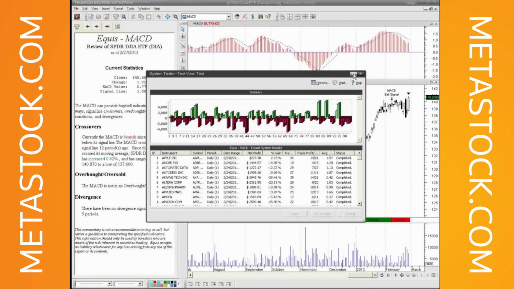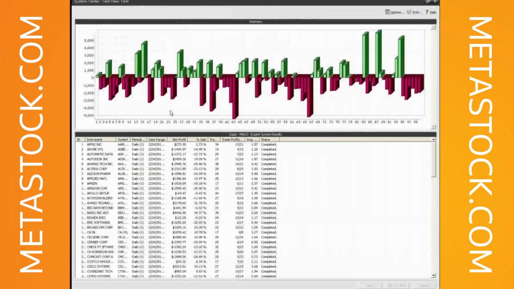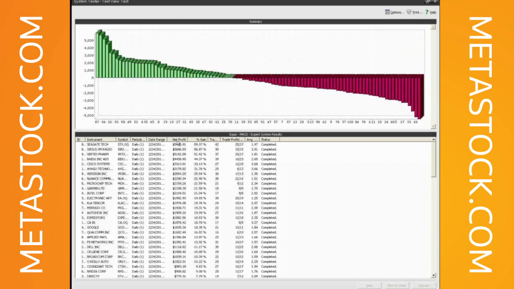Remember, we tested 100 issues with this. And green bars are good. That means the system actually made money. Red bars mean the opposite. The system or the method, or in this case the MACD, didn't work on those stocks. So I'm going to focus on the ones that worked. I'm going to sort based on net profit. I don't want to focus on what doesn't work. I want to focus on what does work.